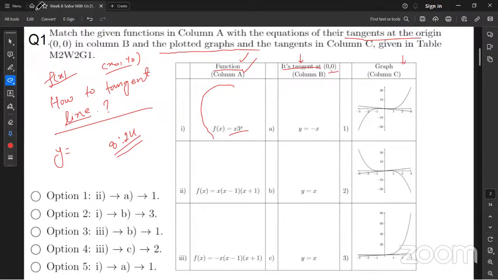Okay, just write your answer on the chat box. 1 to 4. Okay, I don't know what the correct answer is, but yeah, we'll try to solve.